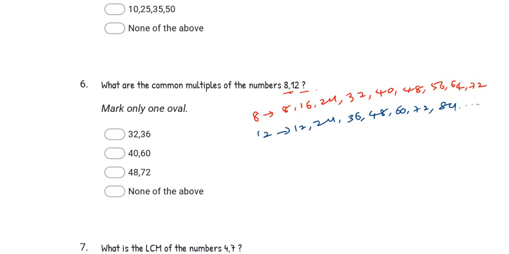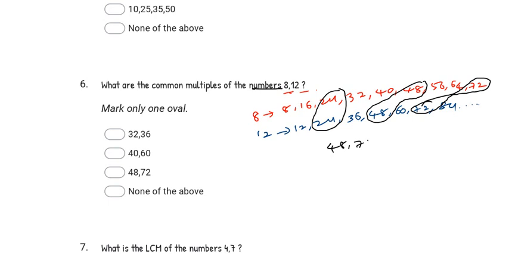The common multiples of the numbers 8 and 12: 24 is common, 48 is common, and see here 72 is common. Okay, 48, 72. So this is the right answer for this question.